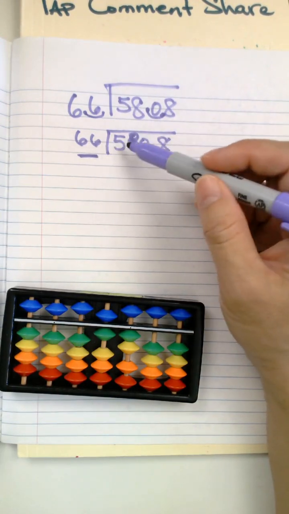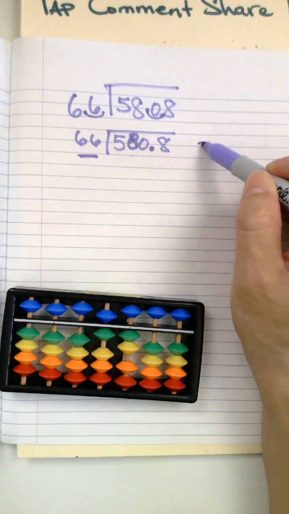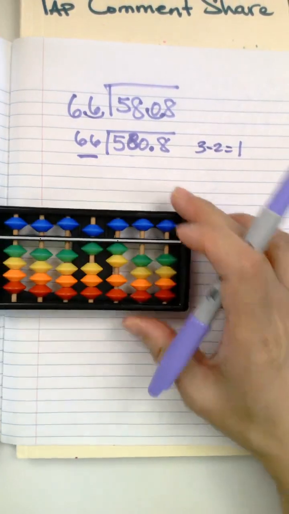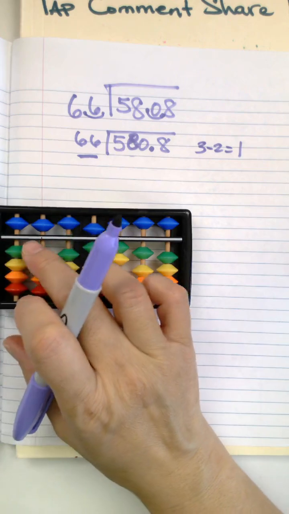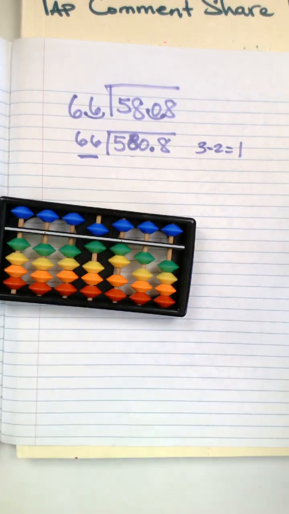We figure out our starting point. We have 2 over here and we have 3 over here. So 3 take away 2 is 1. We still have 1. But I've got to use a different abacus. Yeah, I'm going to use my other one because there's not enough.